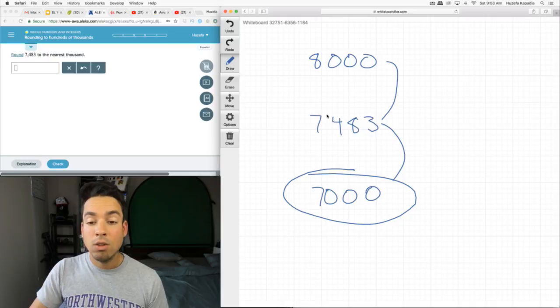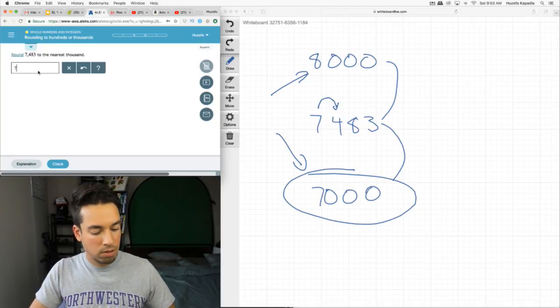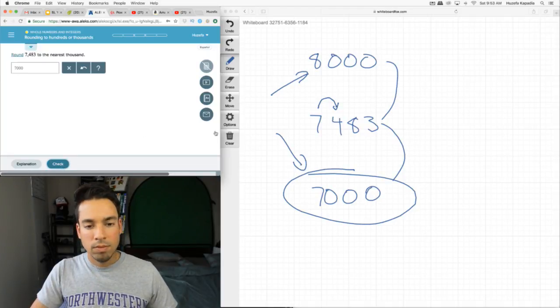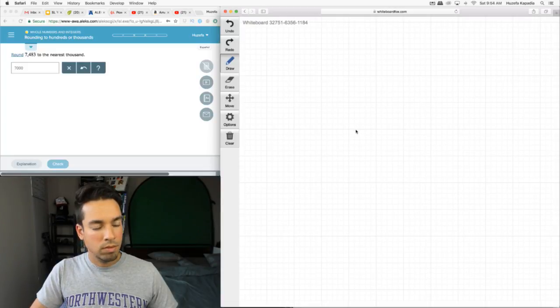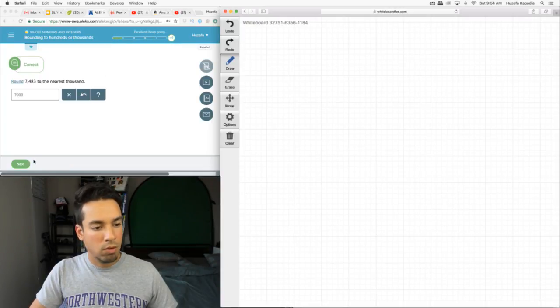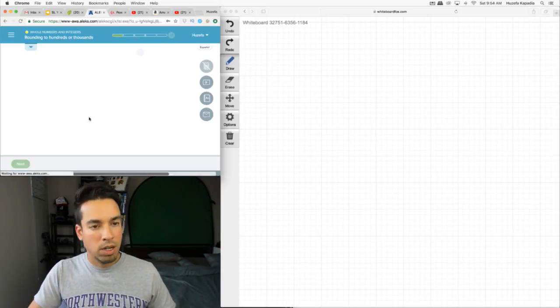We round it down. The other way to think about it is we look at the hundred spot, right? If it's 5 or greater, we jump up to 8,000. If it's 4 or less, like it is here, we jump down to 7,000. So all of these numbers go down to 0, and we got 7,000. All right, cool. And I'll do the next two quickly, but I will explain them.